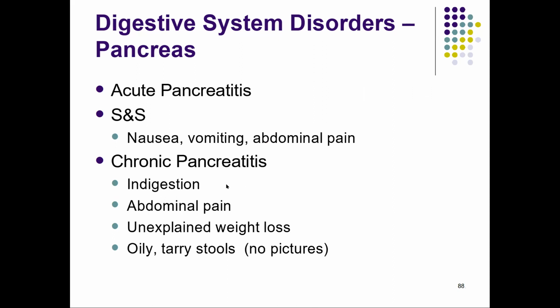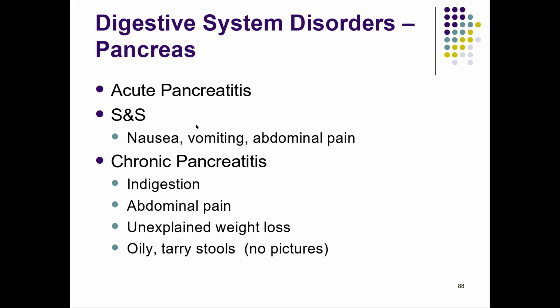Now, what are some of the symptoms of pancreatitis? We have acute pancreatitis, which is going to cause nausea, vomiting, and abdominal pain, which is similar in a lot of ways to what you get with appendicitis. But remember, the pancreas is up near the stomach, while the appendix is lower down on the large intestine, right? So the position of the pain will help you to diagnose whether it's pancreatitis potentially or appendicitis, right?